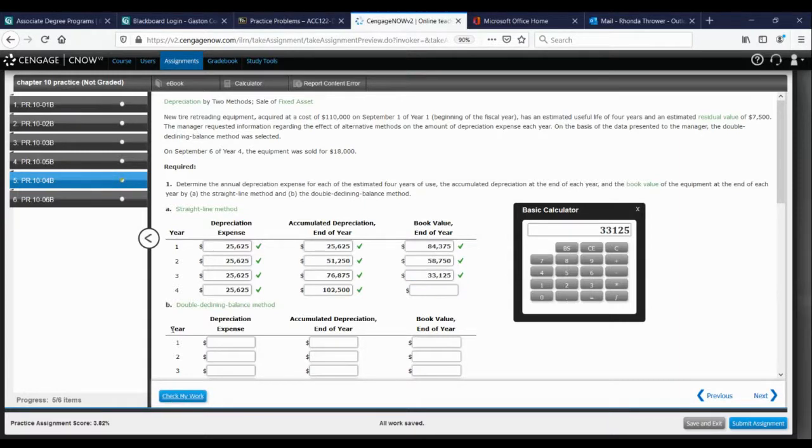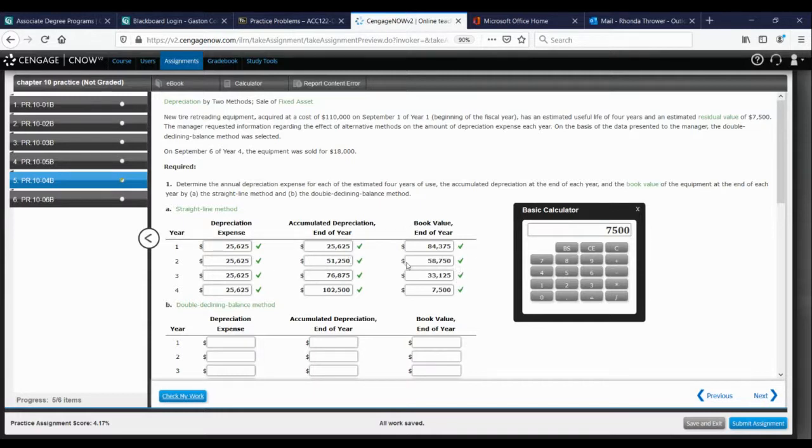At the end of year four, we would again take the cost of the asset, $110,000, and we would subtract out the accumulated depreciation in year four, which was $102,500. That will leave you with the book value of $7,500. Notice this book value is equal to the residual value of $7,500.